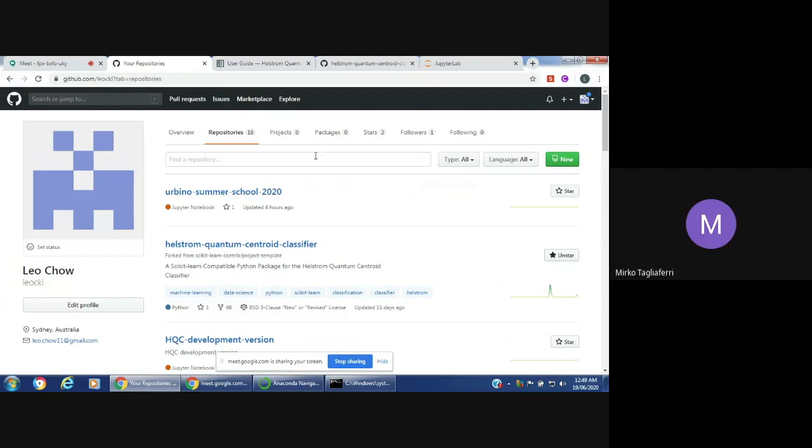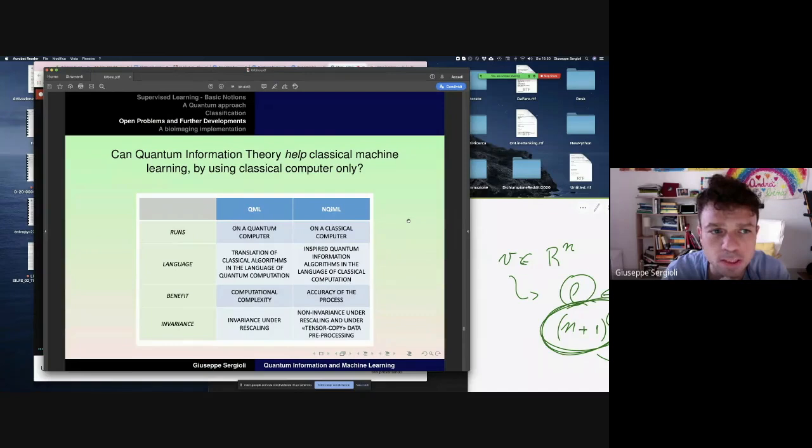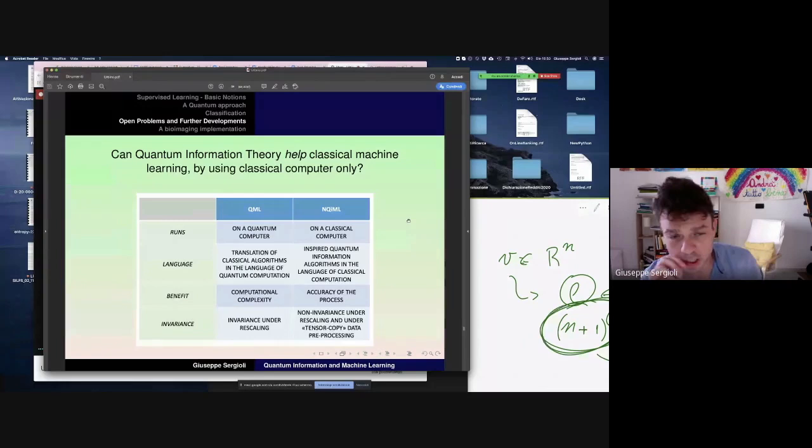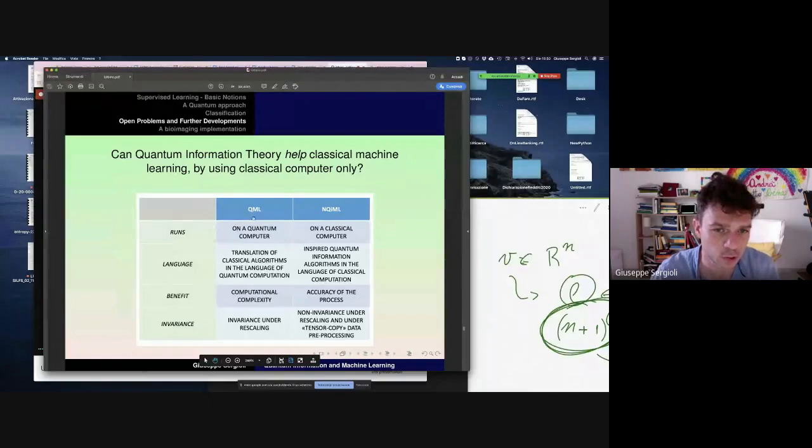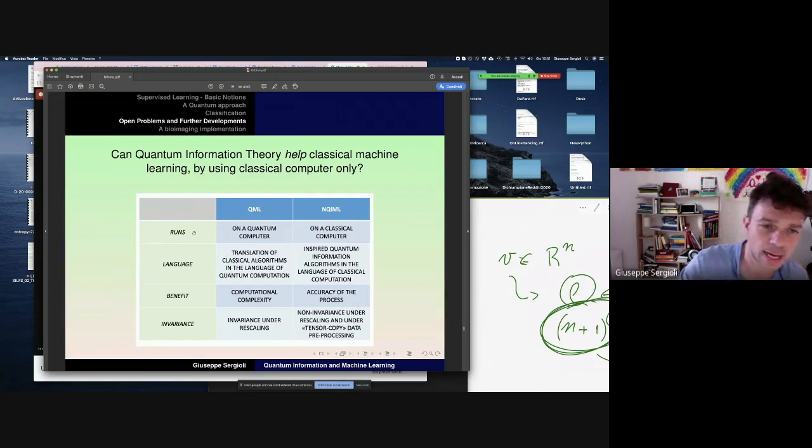You remember that we began with this question: can quantum information theory help classical machine learning by using classical computers only? We can say yes now, and we can summarize the differences in this picture. This is a difference between quantum machine learning and quantum-inspired machine learning, as I proposed, just quantum learning, as Leo also suggested a few days ago. The first runs on a quantum computer, the second on a classical computer.